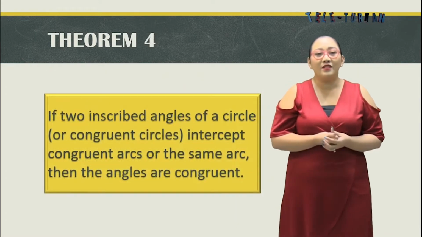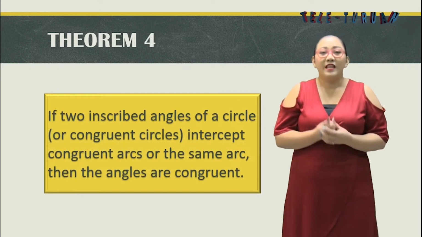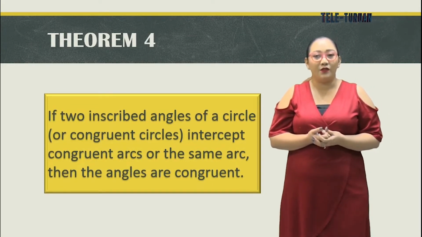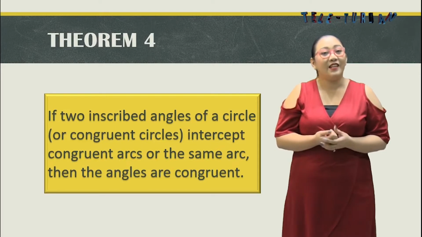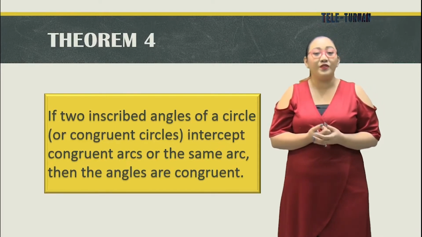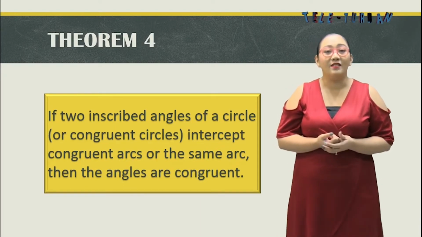Alright, so now let's look at theorem number 4. If two inscribed angles of a circle, or congruent circles, intercept congruent arcs, or the same arc, then the angles are congruent.